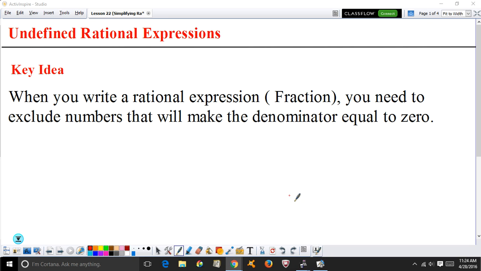Today, we will see what is an undefined rational expression. Now, the idea here is when you write a rational expression, which is basically another way to say a fraction, you need to exclude the numbers that will make the denominator equal to 0. So we are going to start simplifying some expressions, and then once we're done simplifying, we're going to see which number will make the denominator equal to 0.